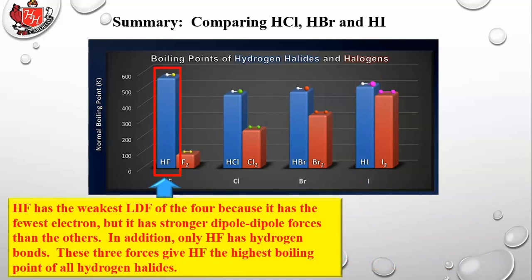Finally, HF has the weakest London dispersion forces of the four because it has the fewest electrons, but it has stronger dipole-dipole forces than the others because it has the greatest electronegativity difference. In addition, only HF has hydrogen bonds. These three forces give HF the highest boiling point of all hydrogen halides.